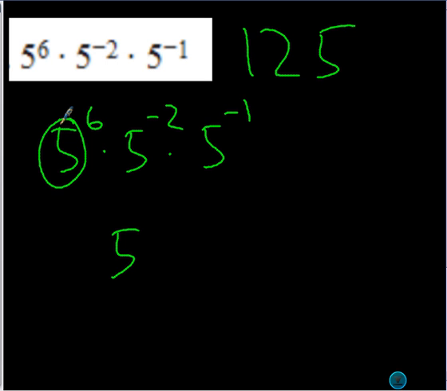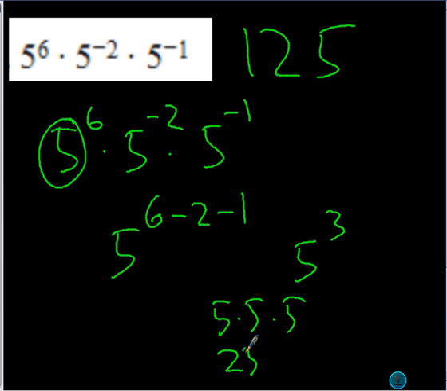5 is the same, right? 5 and 5 and 5. So I'm going to add exponents. It's going to be 6. If you want, you could write plus negative 2 and plus negative 1. I probably wouldn't do that. I would just go ahead and write it as minus. So minus 2 minus 1. 6 minus 2 minus 1 is going to be 5 cubed. So that's 5 times 5 times 5. 25 times 5 is 125.